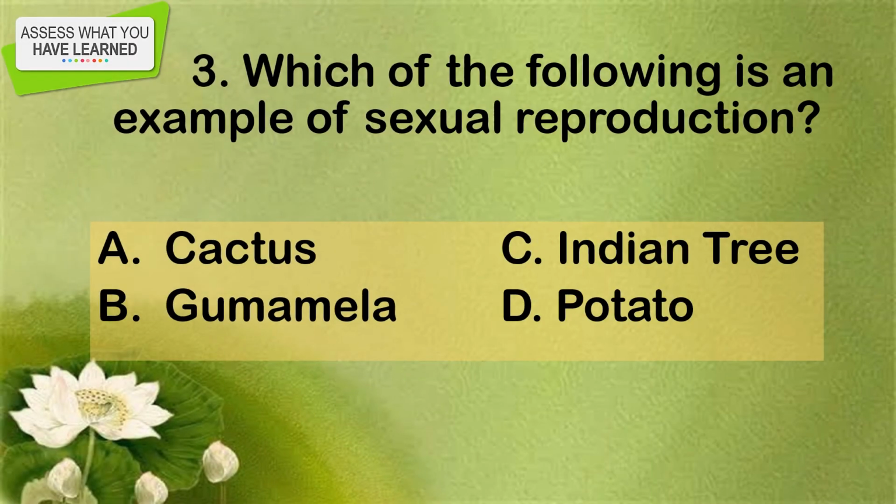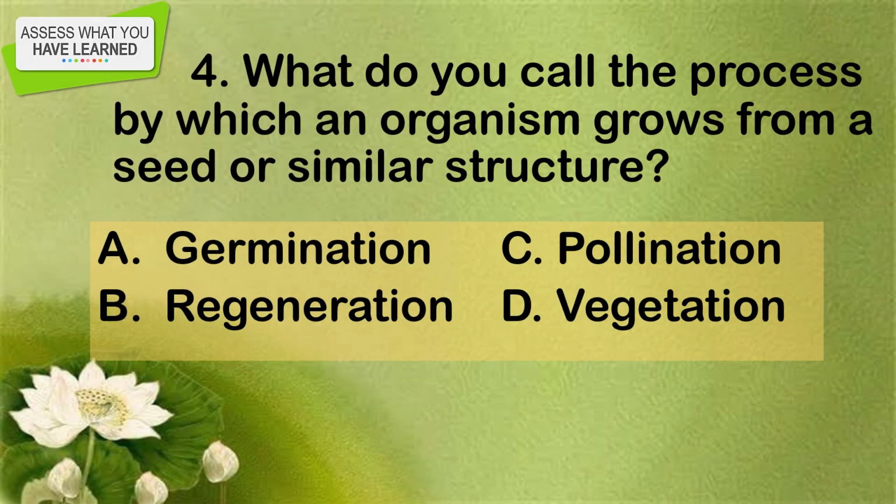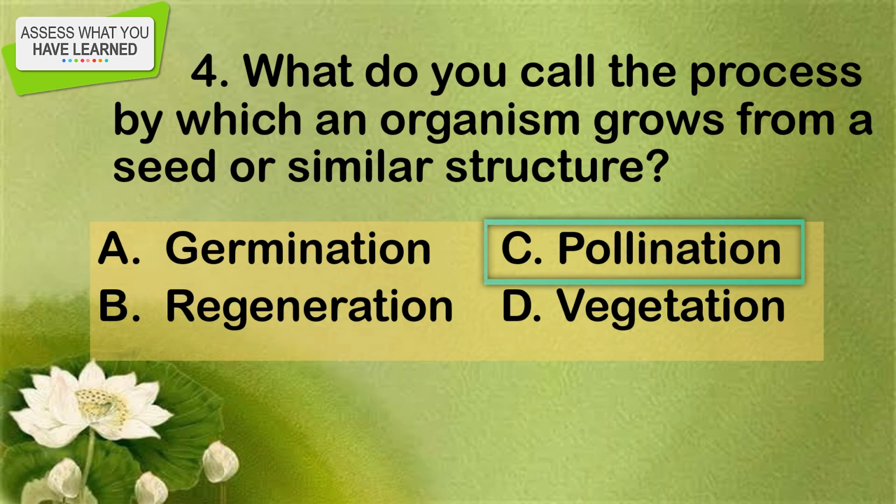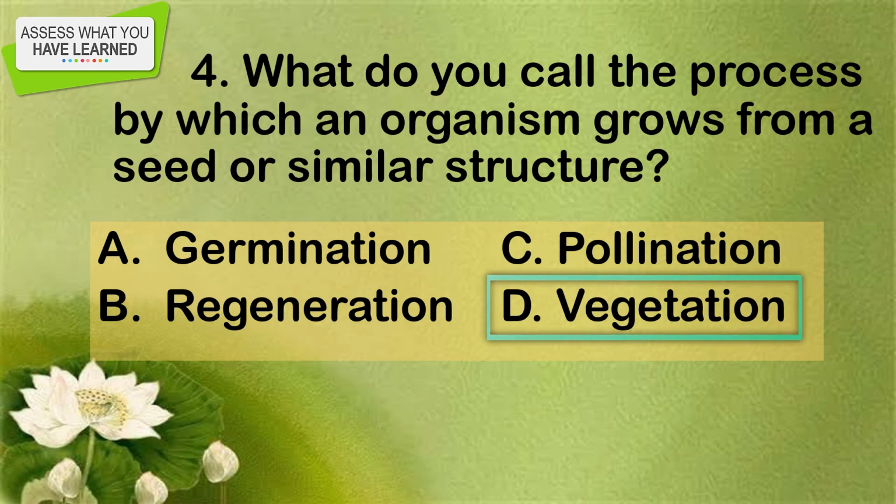Number 3. Which of the following is an example of sexual reproduction? A. Cactus. B. Gumamela. C. Indian tree. Or D. Potato. Number 4. What do you call the process by which an organism grows from a seed or similar structure? A. Germination. B. Regeneration. C. Pollination. Or D. Vegetation.